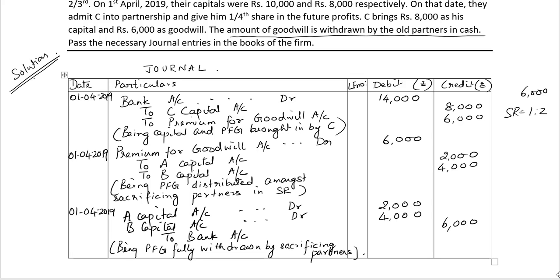So in the third method, when compared to the second method, there will be an additional journal entry where the sacrificing partners will withdraw the premium for goodwill in cash. Let's go to example 2.